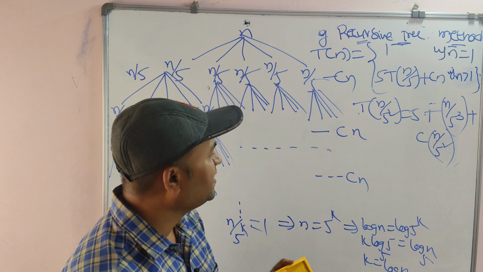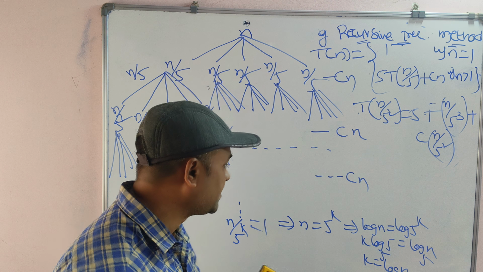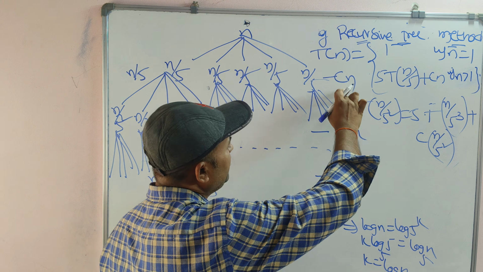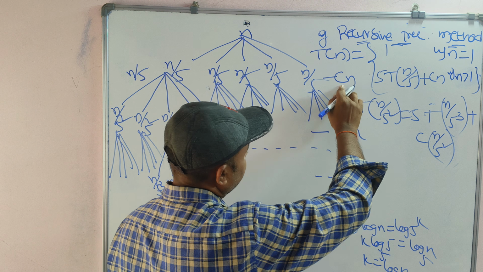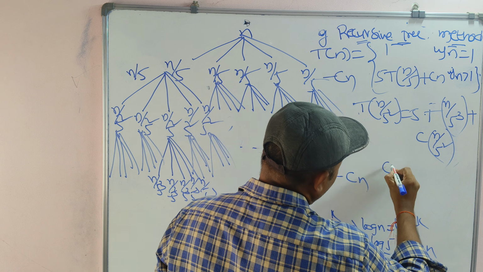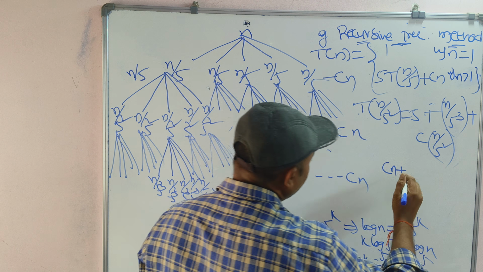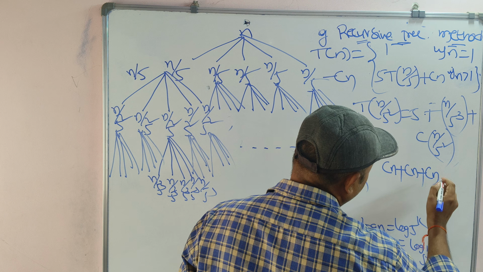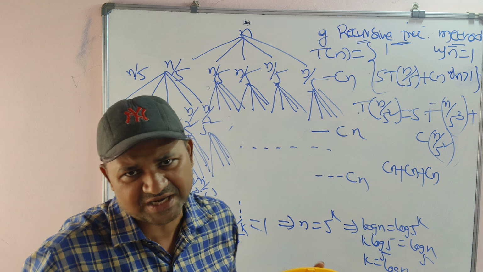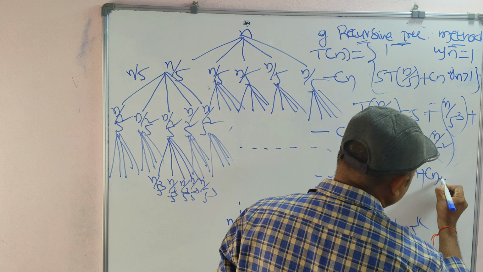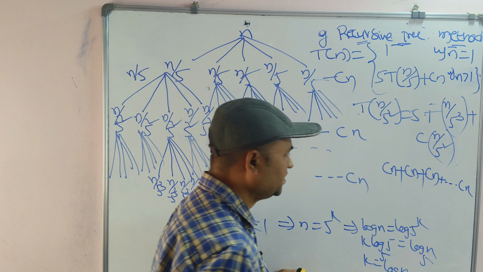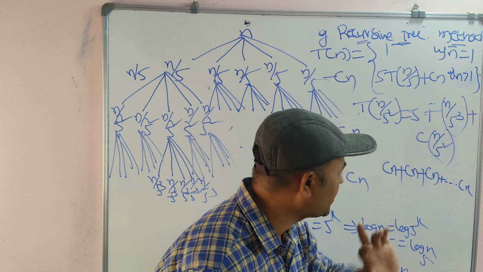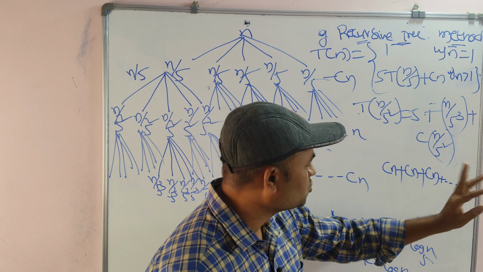Now let us calculate the time complexity or total cost. In order to calculate the total cost, we have to add these comparisons. At this level, Cn comparisons are required. At the second level also, Cn comparisons. Next level also, Cn comparisons. We don't know how many levels there are, so the series will continue like this: Cn plus Cn plus Cn, and so on.